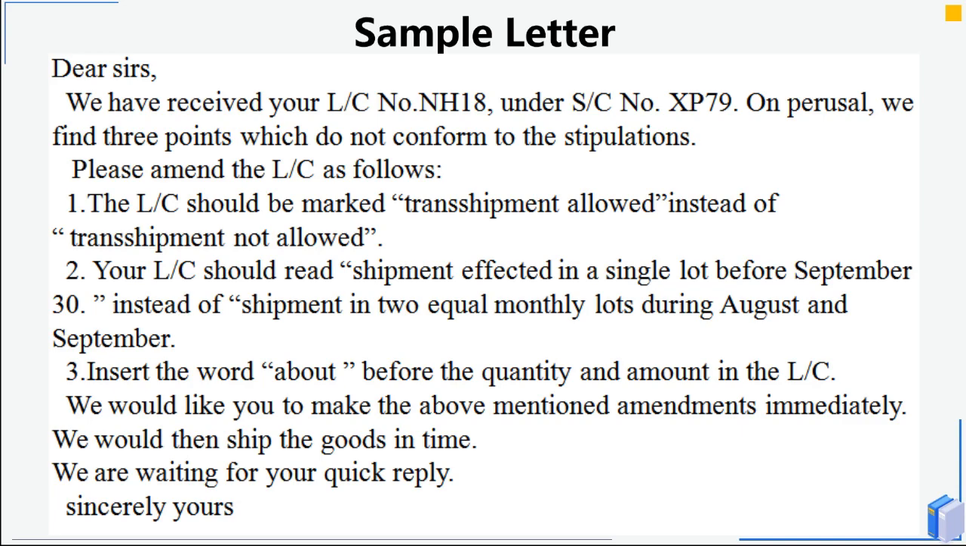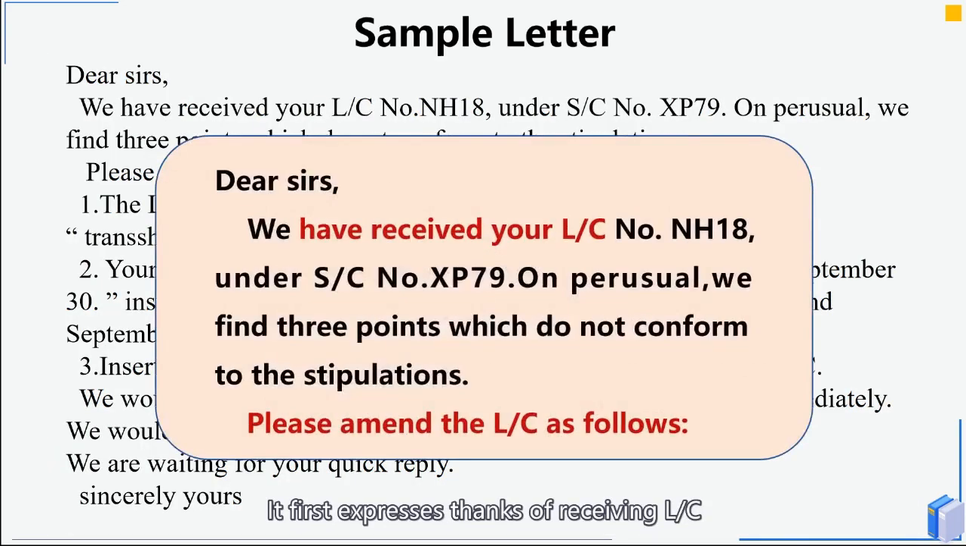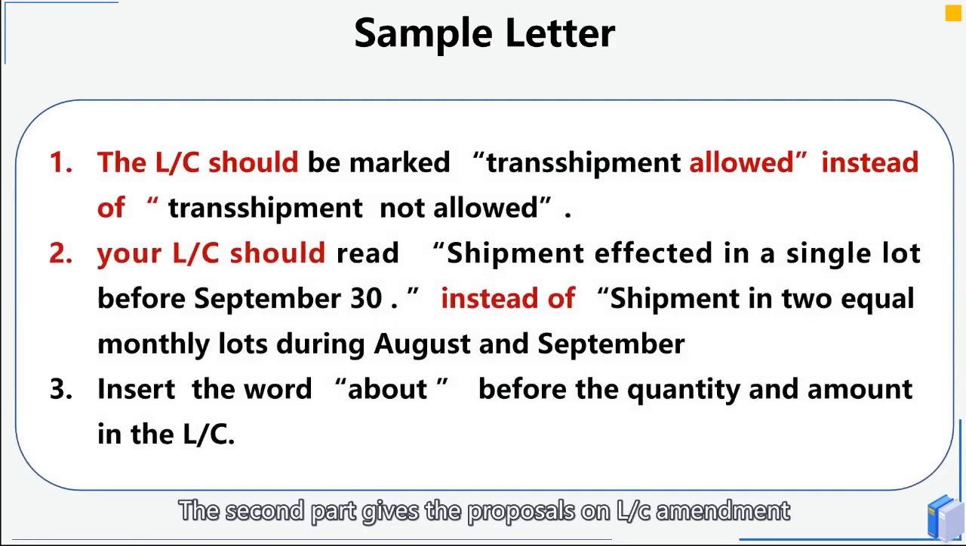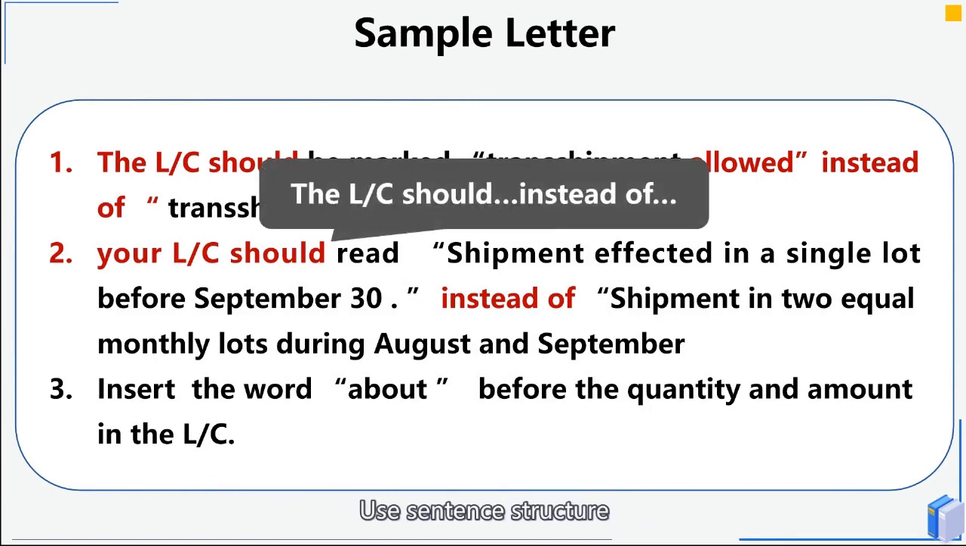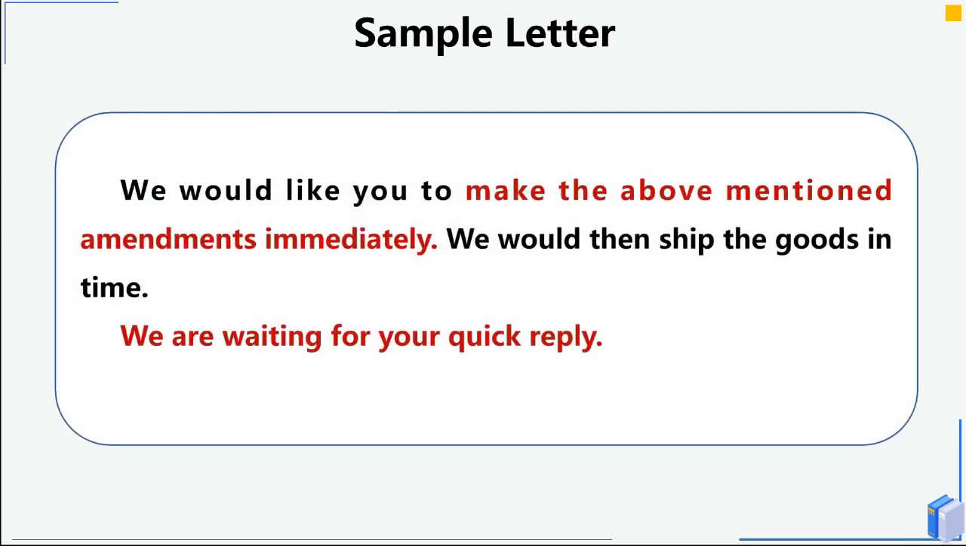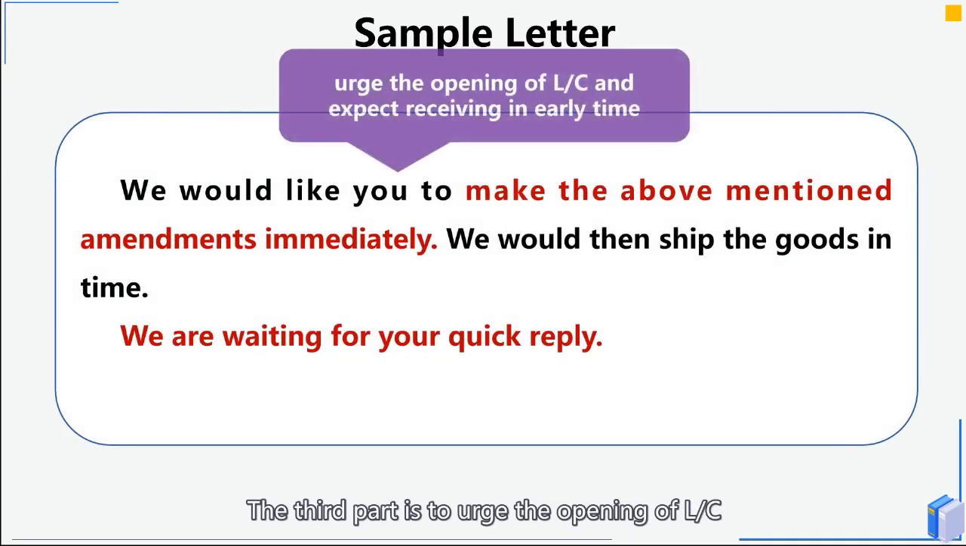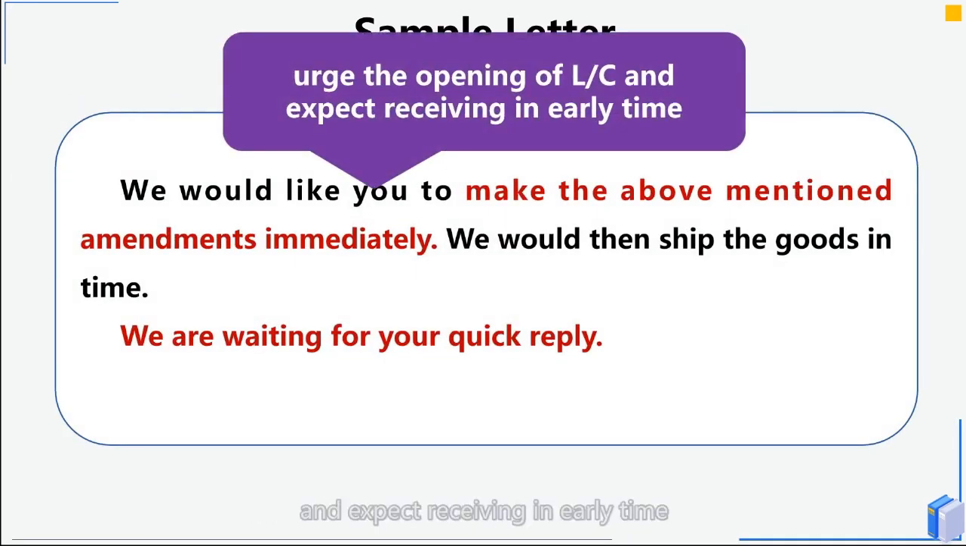It first expresses thanks for receiving the LC and states the writing purpose to amend the LC as follows. The second part gives the proposal on LC amendment. Use the sentence structure, the LC should, instead of. The third part is to urge the opening of the LC and expect receiving it early.